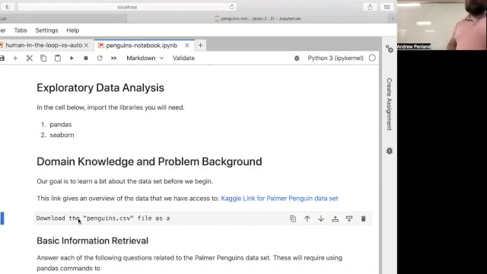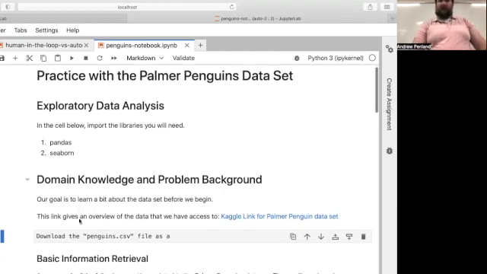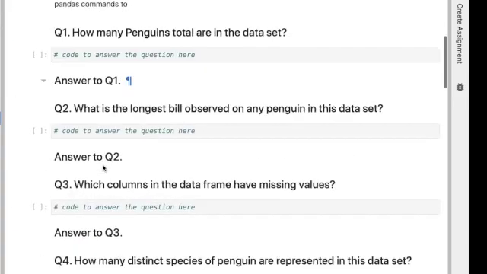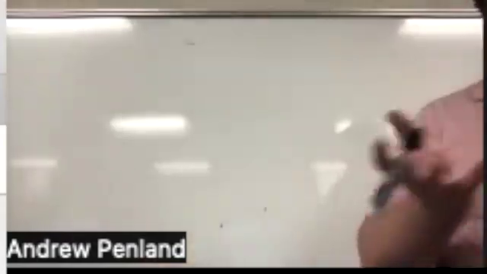I've given you the Penguin CSV file, which should be in the same directory as this notebook. But the goal here is to go down the notebooks, kind of cell by cell. So the first thing I'm going to ask you to do is, after you load the Penguin CSV data file into a data frame, to answer some basic questions about the penguins.